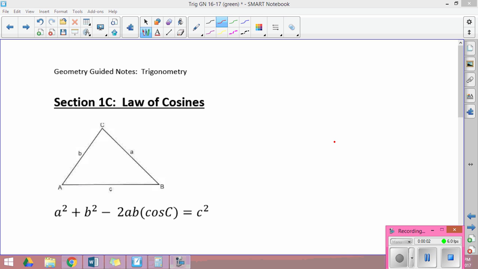So another useful tool we have, and again, works for all triangles, is the law of cosines.